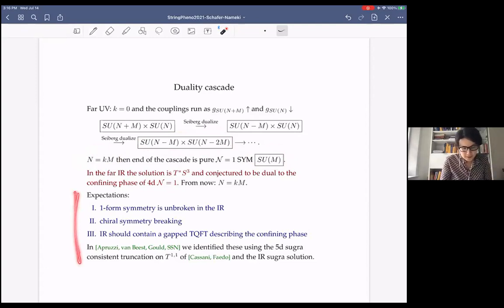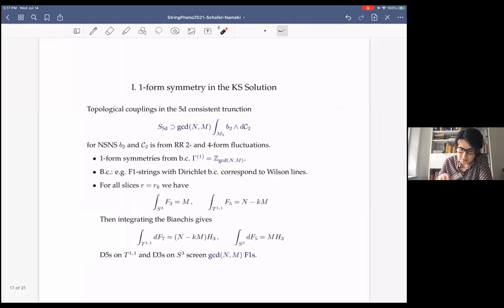So what's now the expectation, right? Given that that's the conjecture, what do we actually expect, putting this now into this one-form symmetry context? So the first thing is the one-form symmetry should be unbroken because it's a confining vacuum. We should see the chiral symmetry breaking, and there's a one-form symmetry way of seeing that in terms of 't Hooft anomaly matching. And the third thing is we would actually like to know what happens in the far IR. Can the supergravity actually tell us what is this gapped TQFT that sits in the IR of this cascade? And basically using supergravity techniques, following a lot of this work also by Cassani and Faedo, who did the consistent truncation on T11 to the 5D supergravity, we were able to answer all these three points. And that's what I'll discuss in the next couple of minutes.